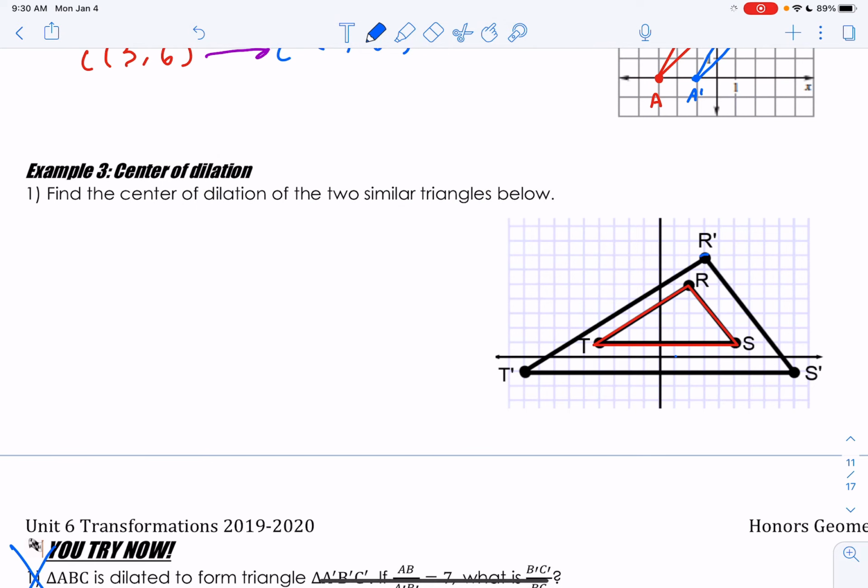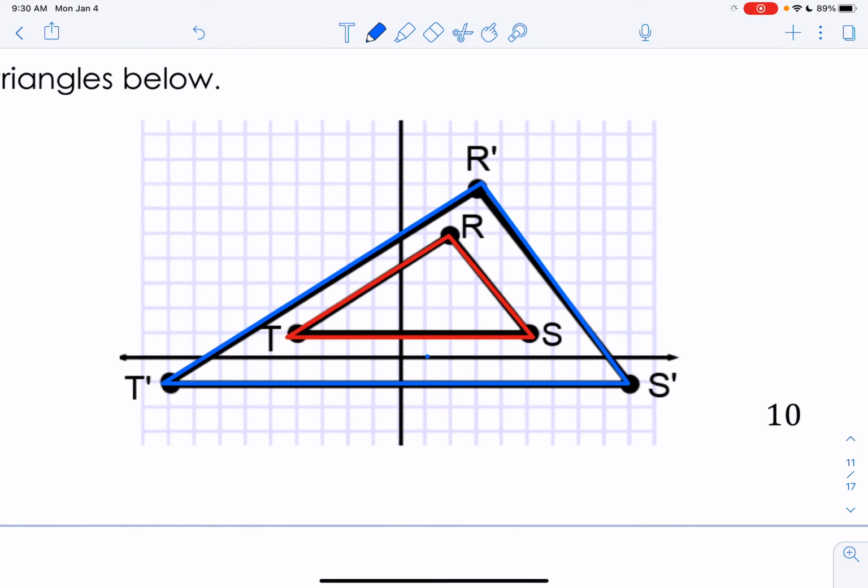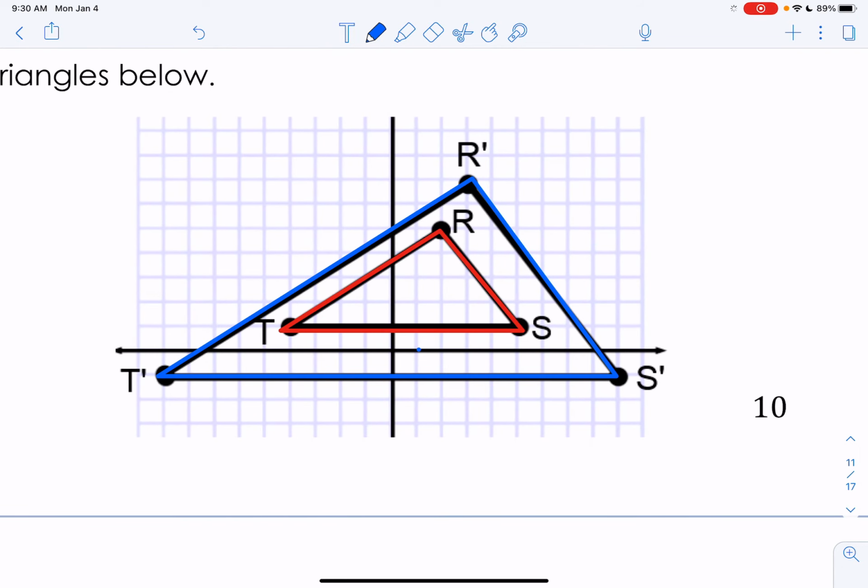And I've got my image, which is going to be R prime, T prime, and S prime. All right, and I'm trying to figure out what is the center of dilation for this one. Now, I'll give you a hint, it's not the origin. And the way that I'm actually going to do this is something kind of cool happens as I do all my points, as I make my image points here.